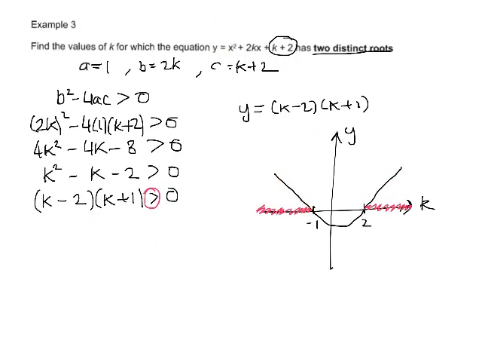So now we can solve this. We can say k is going to be less than negative 1, or k is going to be greater than 2. So again, we've got two regions. We're going to have to write this as two inequalities.